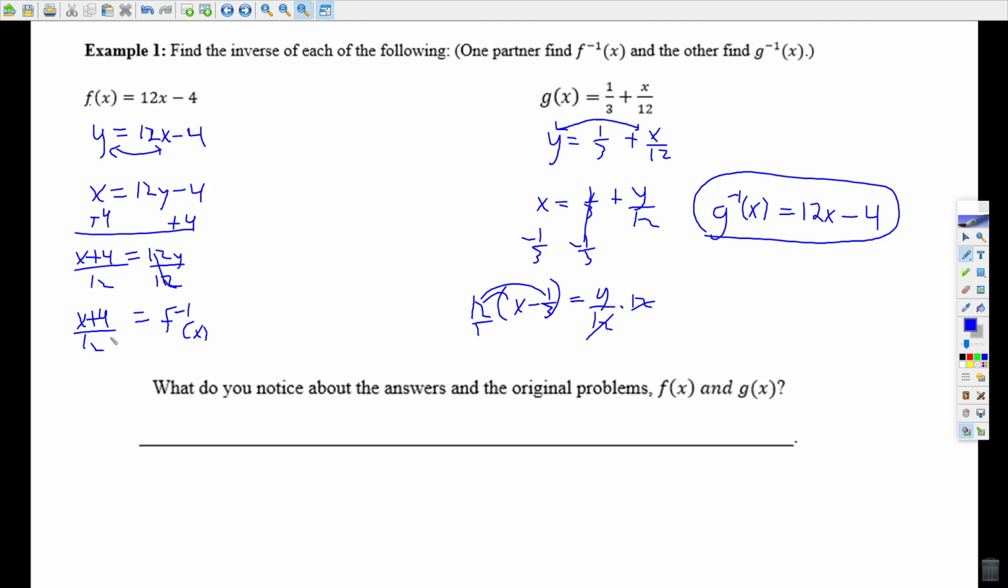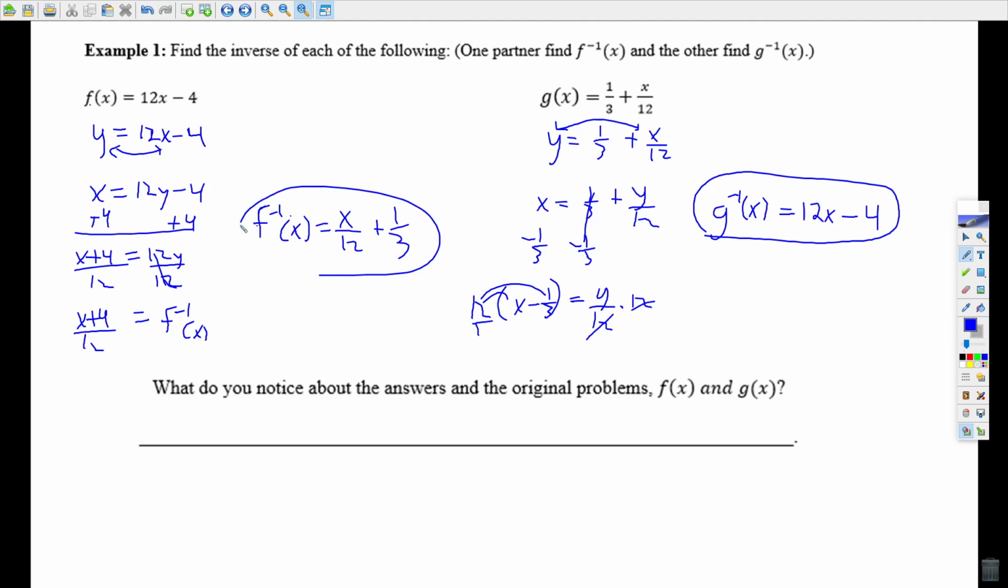And on this one here, I could go a little further. Let me actually divide these both by 12. So let me write it one more time here. We have f inverse of x equals x over 12 plus 4 over 12, which is 1/3.